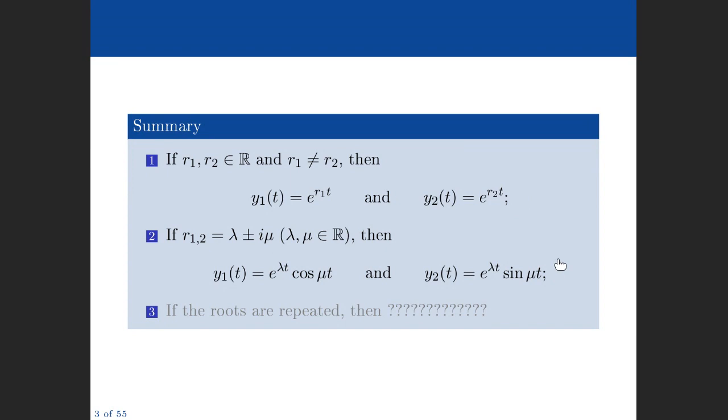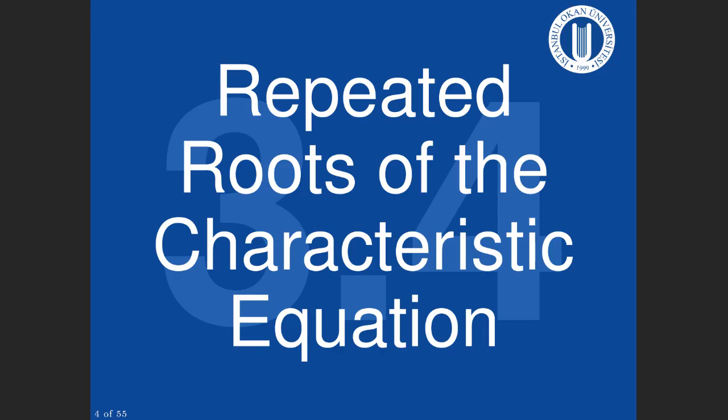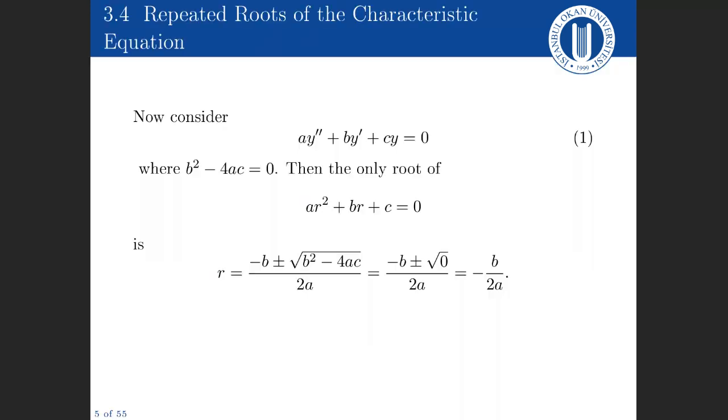If we have complex conjugates, then the two functions that we want are e to the lambda t cos mu t and e to the lambda t sine mu t. That's what we did yesterday. We didn't talk about what happens if the roots are repeated. So let's do that now. What do we do if we have repeated roots to the characteristic equation?